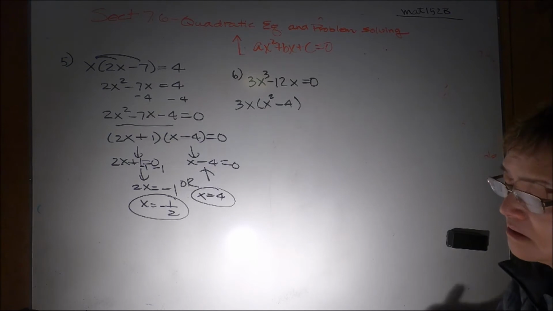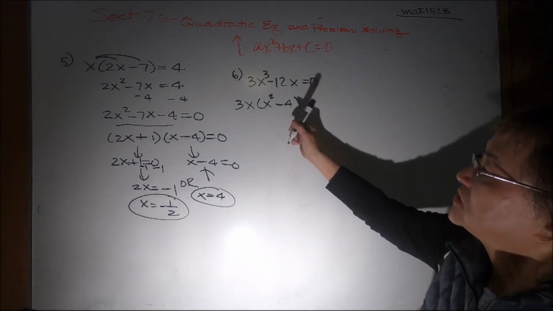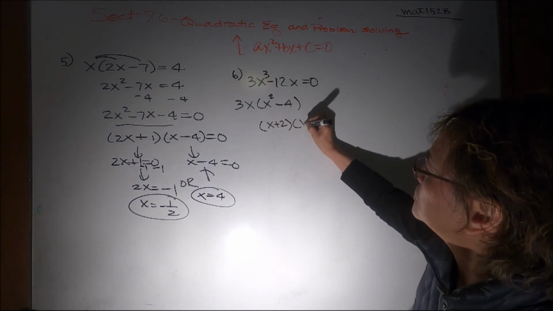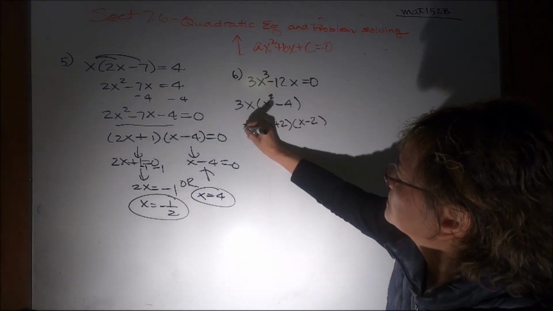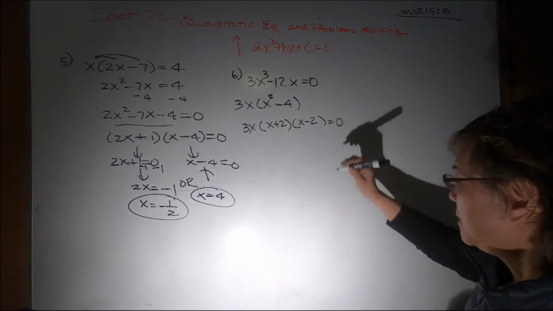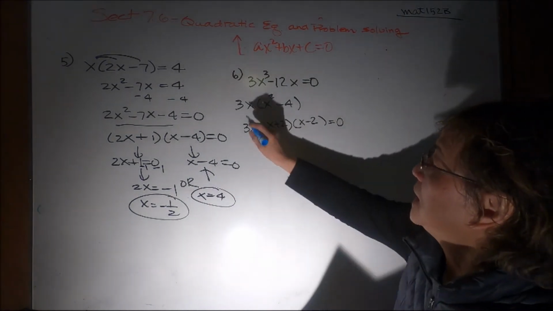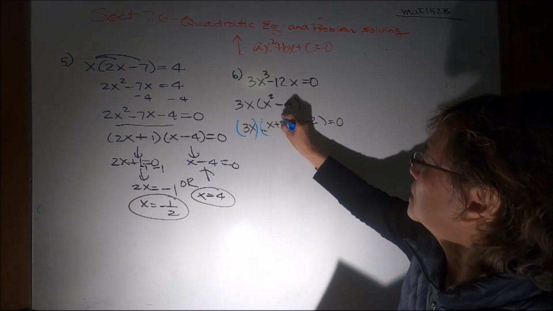Use formulas. The difference of 2 squares, so we should have what? x plus 2, x minus 2. That's 3x. So how many parts do we have here? We actually have what? x cubed. We have 3 parts.